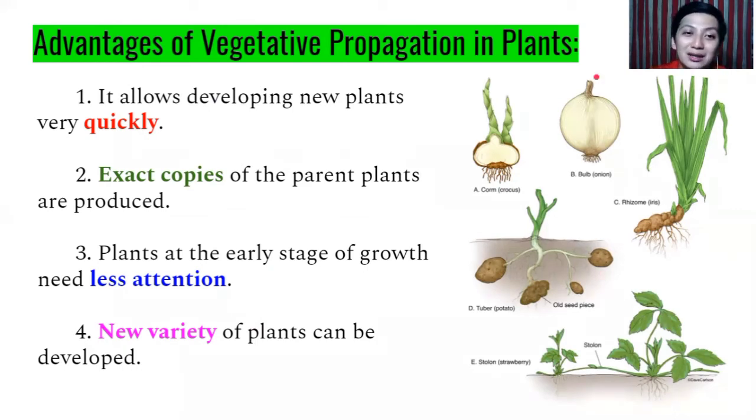But the disadvantage we can see in vegetative propagation is that in doing the artificial one, you need a lot of skills to learn, because grafting, layering, or tissue culturing is not an easy task to do.